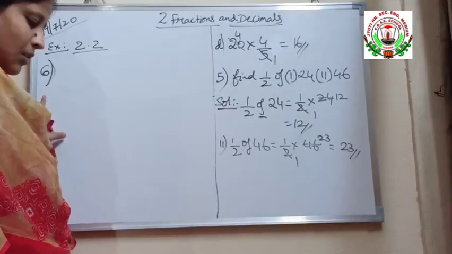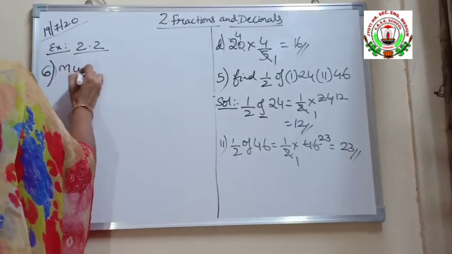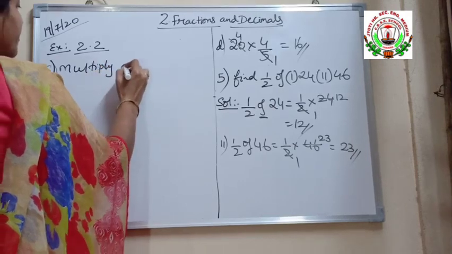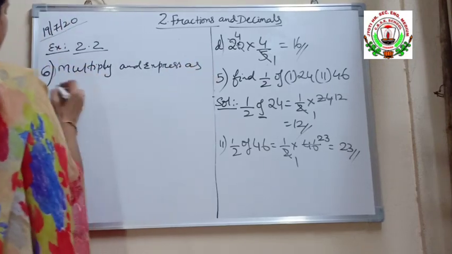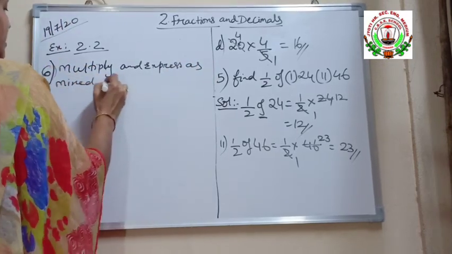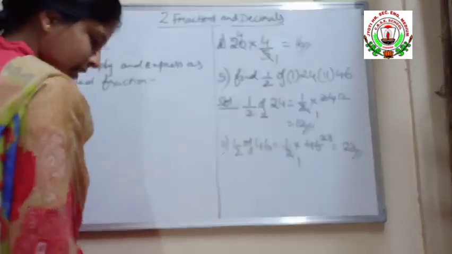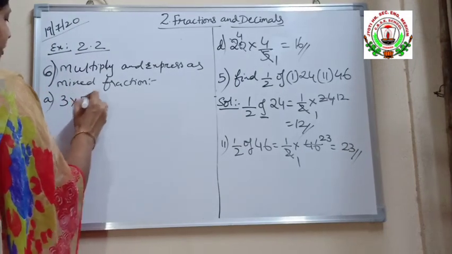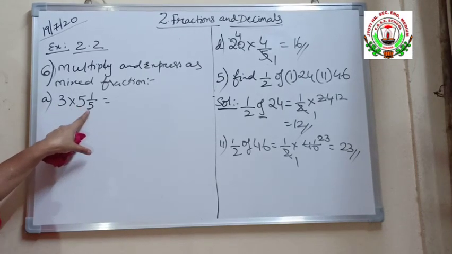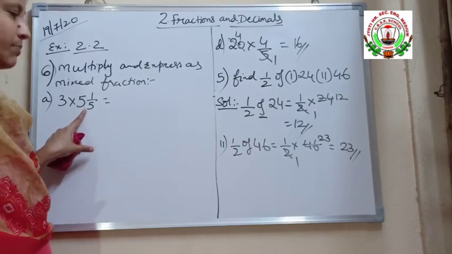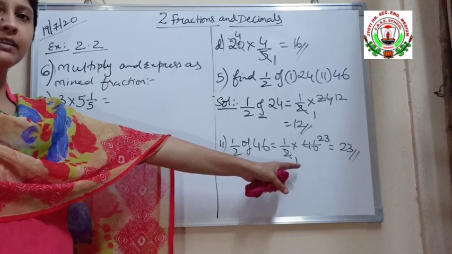Now the question number 6. See, multiply and express as mixed fraction is given. The first part of the question is given as 3 into 5 1 by 5. See here they have given one whole number and one mixed fraction. So here we have to change this mixed fraction into improper fraction, and then we have to multiply it like this only, and we are going to get the answer.